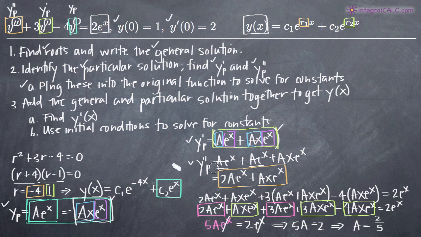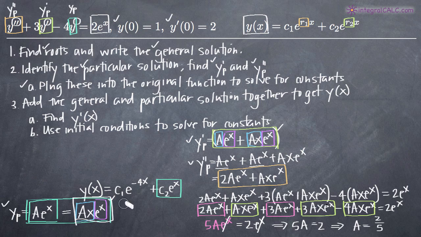So let's go ahead and give ourselves some room here. We don't need our roots anymore, we just need our general solution that we found. So we found here our general solution y of x, and we also found our particular solution there. Since we found that a was equal to 2/5, we know that our particular solution, instead of ax e to the x, is going to be equal to 2/5 x e to the x.